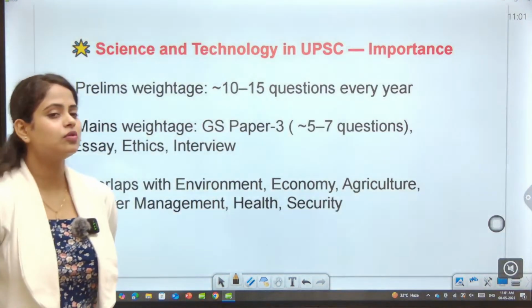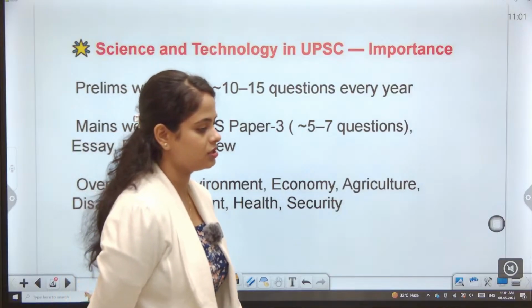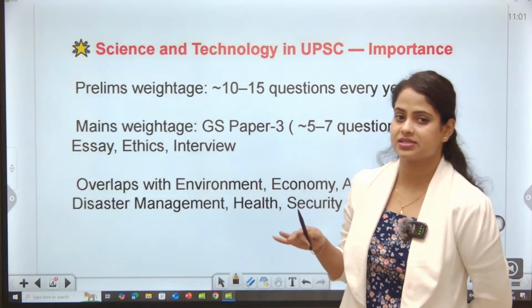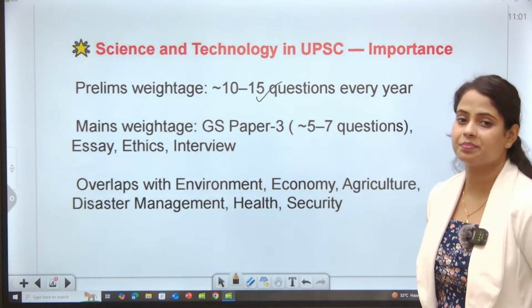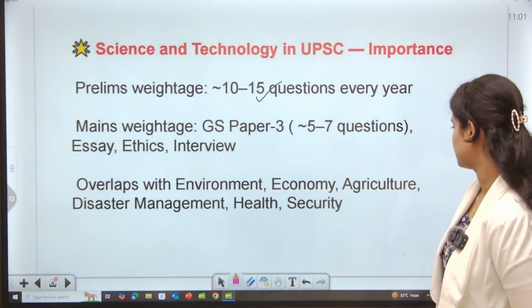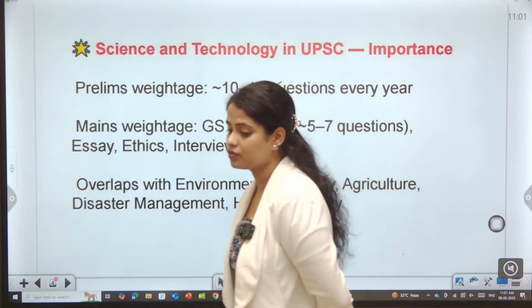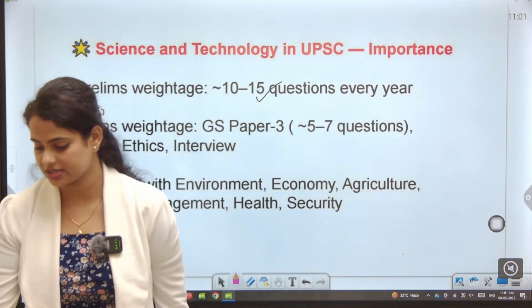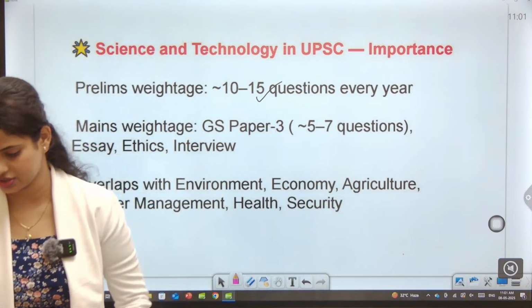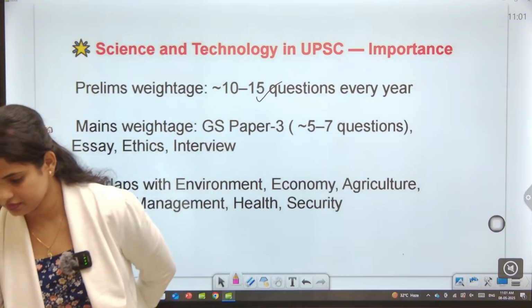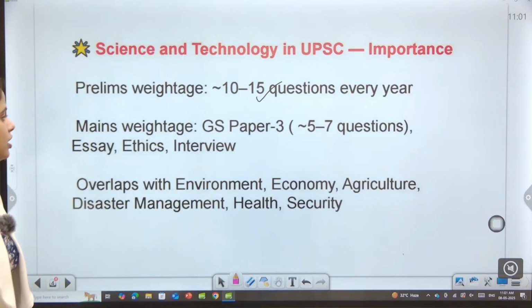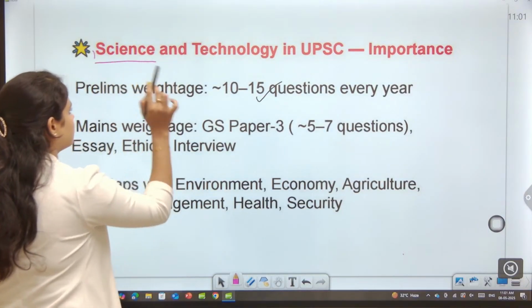Guys, there is an important portion that is in both prelims and mains. That weightage in the prelim exam is at least 10 to 15 questions every year. There are at least 10 to 15 questions every year that have been asked. So you cannot say that this is not a vital part of your preparation. So this is all about science and tech.